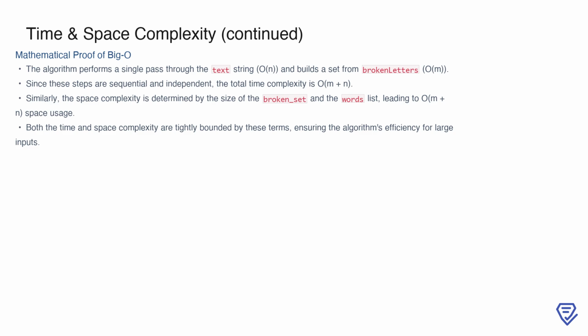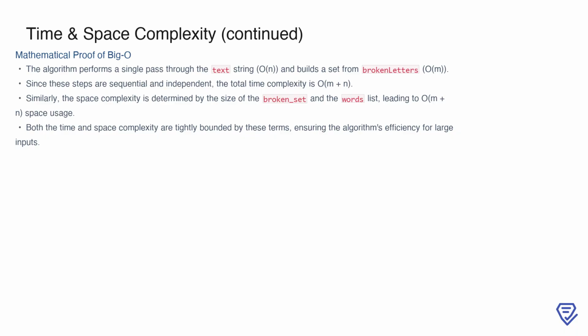Finally, let's solidify this with a mathematical proof of the big O complexity. The algorithm performs two primary operations: a single pass to build a set from broken letters, which takes O(m), and another pass through the text string to process its characters, which takes O(n). Since these steps are sequential and independent, the total time complexity is O(m + n).